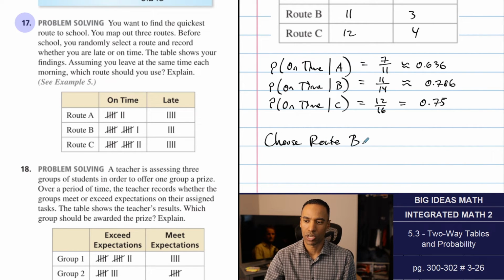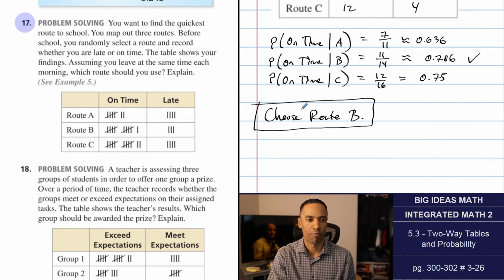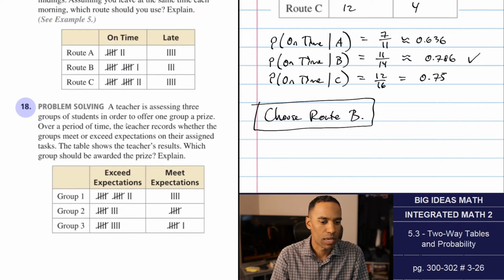Now my explanation is in my numbers. This is the one you want to choose as the highest value. It's the highest frequency of being on time. Let's go to number 18. I think it's the same kind of question.